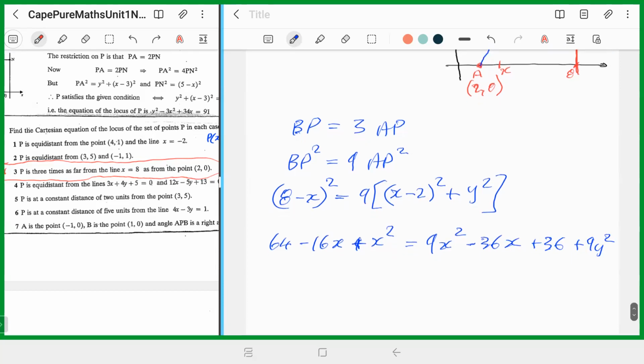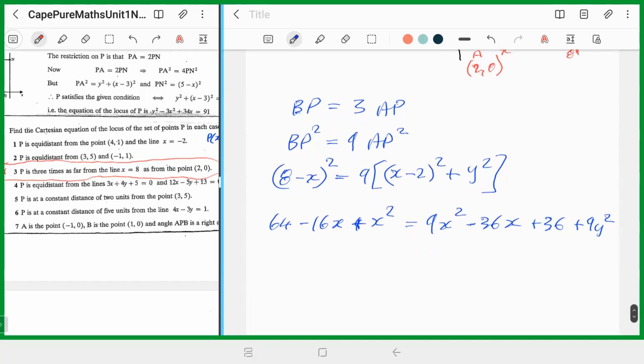All right. Put everything on one side. Let's say we carry everything over to this side. This 36 comes over here and subtracts from the 64. 64 minus 36 is 28. I'm going to get 28 over here equals, this comes over here and subtracts from 9x squared, which gives me 8x squared.